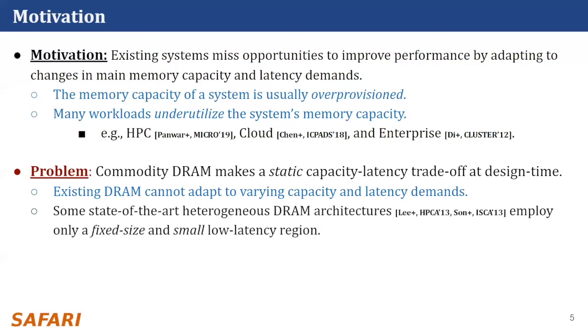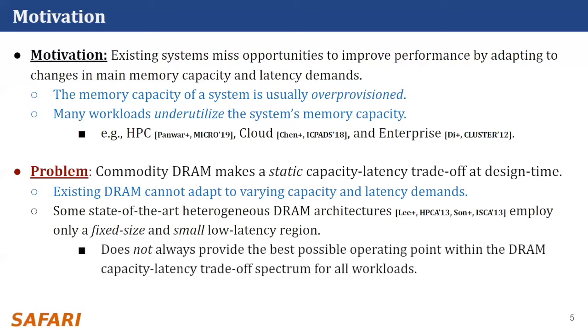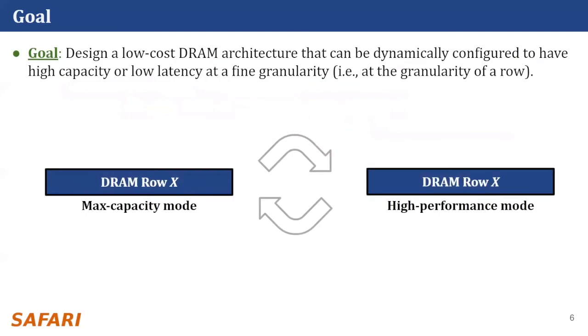Even some state-of-the-art heterogeneous DRAM architectures employ only a fixed size and small low latency region, which does not always provide the best possible operating point within the DRAM capacity-latency trade-off spectrum for other workloads. As a result, commodity DRAM could not adapt flexibly to the changes in the system's memory capacity and latency demands. Therefore, our goal is to enable a dynamic DRAM capacity-latency trade-off at a fine granularity, that is, a single DRAM row, as shown pictorially in this figure.